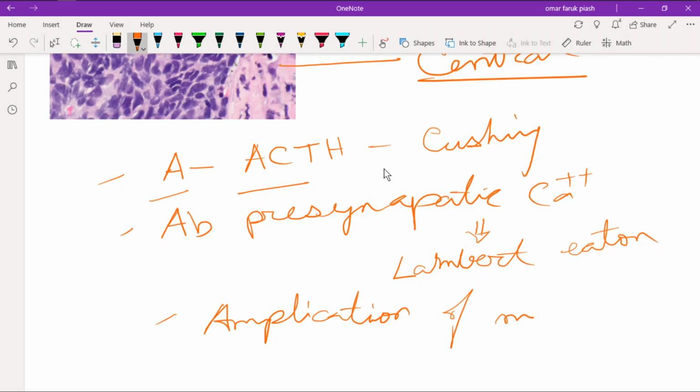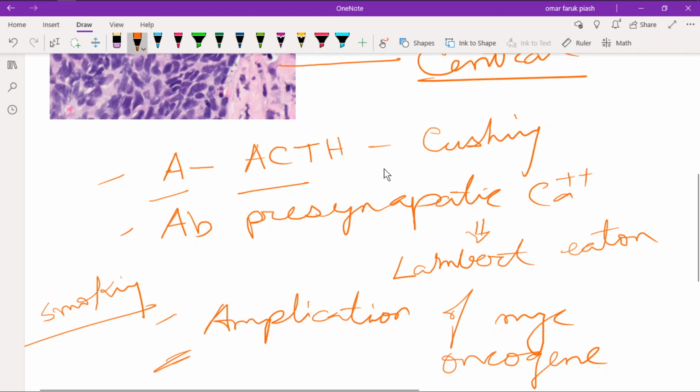MYC oncogene. There is amplification of the MYC oncogene, and it is undifferentiated and highly aggressive. It is associated with smoking, and for treatment of small cell lung cancer, you should give chemotherapy with or without radiation.